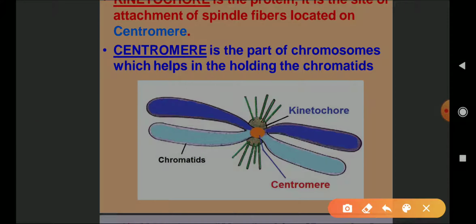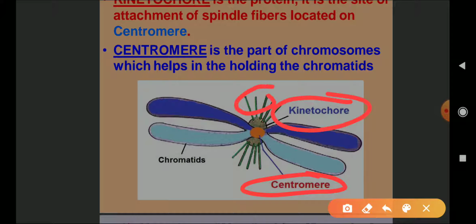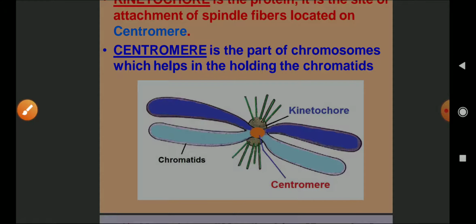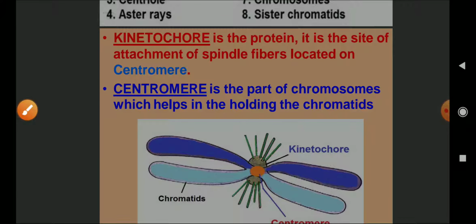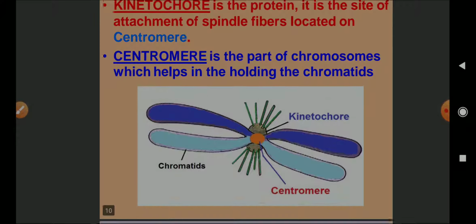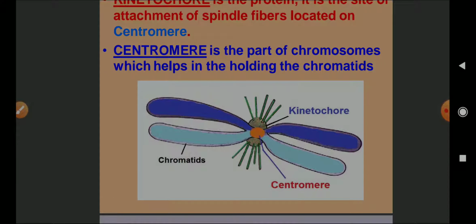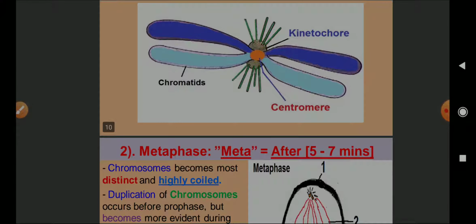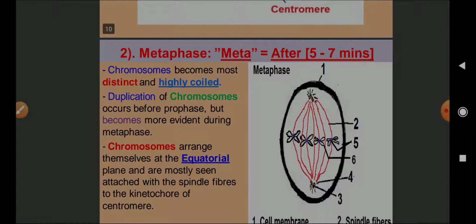On the chromosome, basically at the center, there is a point of attachment known as the centromere. This centromere contains the kinetochore, and on the kinetochore you can see the spindle fibers attaching. So what is the kinetochore? Kinetochore is a protein. It is a site of attachment for spindle fibers located on the centromere. And what is the centromere? It is a part of the chromosome which helps in holding the chromatids. So let us move on to the second phase.